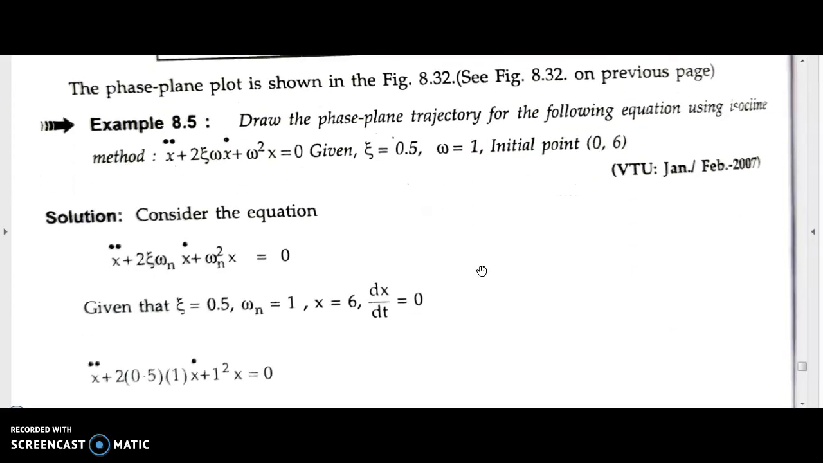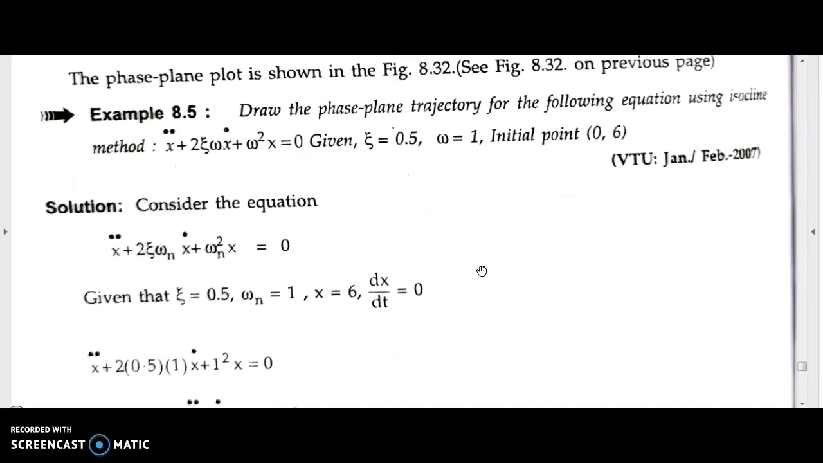Next, draw the phase plane trajectory for the following equation using the isocline method. They are given this equation. Zeta is given 0.5 and omega is equal to 1. So substitute here the zeta value and omega value. The initial point is x equal to 0 and the differentiation of that is x2. That is 6. x1 is 0, x2 is x1 dot. That is 6. See here, x is 6.